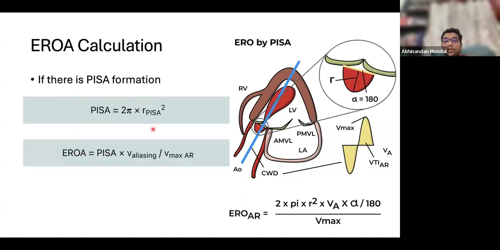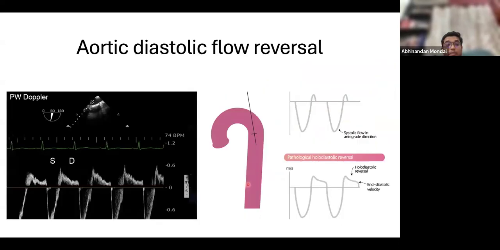And if there is a PISA formation, the PISA will be formed towards your aorta side. We enlarge the image, measure the radius of the PISA, and put it in this formula. The PISA area will be 2 pi r squared, where r is the PISA radius, and EROA will be PISA area into the aliasing velocity divided by the Vmax of AR. So this is your AR Vmax. This is a similar formula to what we have seen in MR.